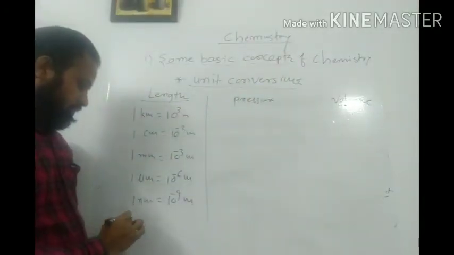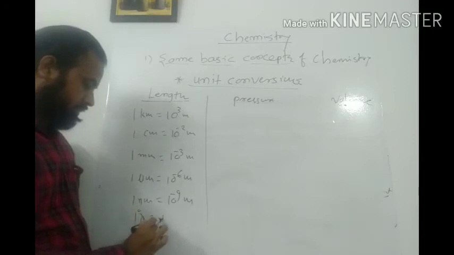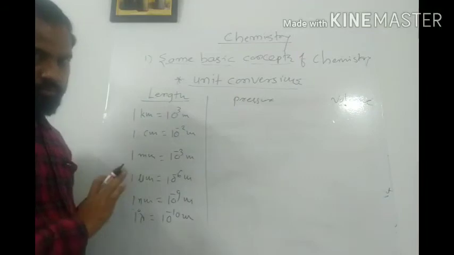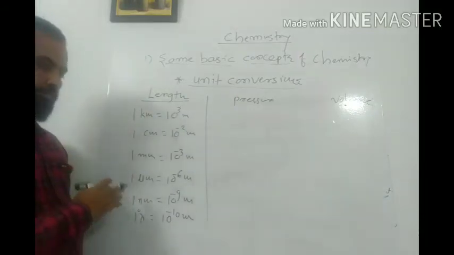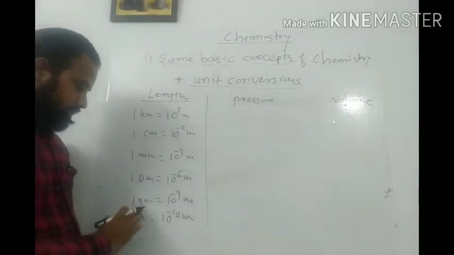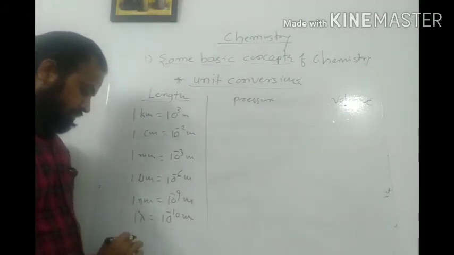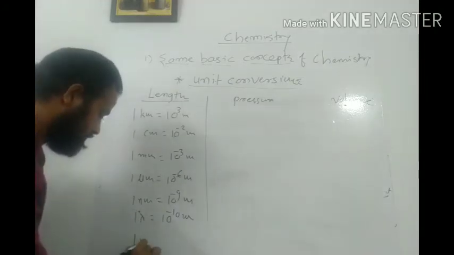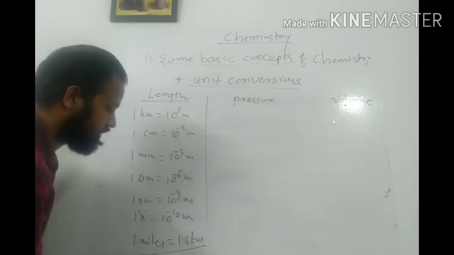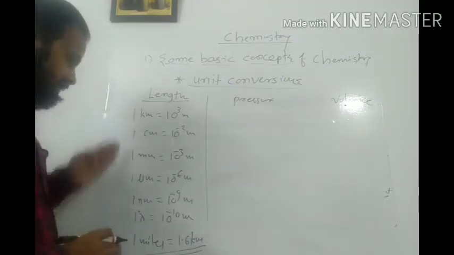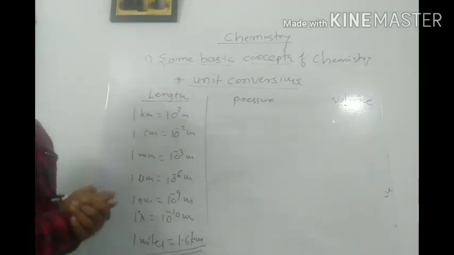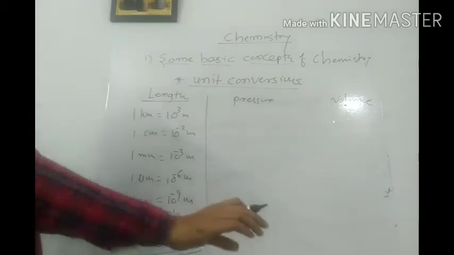Then a most common unit, 1 Angstrom, is 10 raised to minus 10 meter. You might have used these units before, but those students who have confusion, just note it down or take a snapshot of this. Then another common unit is 1 mile equal to 1.6 kilometer. So these are the most commonly used units in our subject. When we are measuring length, we have to know these units. Then we will discuss pressure.